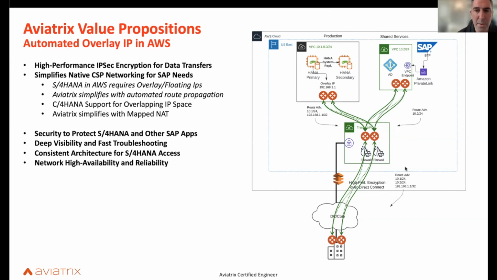They needed to be able to propagate that 192.168, which was the overlay IP that represented this HANA system, right? So just that simplicity of being able to propagate these routes automatically, be able to control who receives them, how they get sent in a centralized way in AWS, as well as across clouds or to on-prem, really was of a big value that we offered.